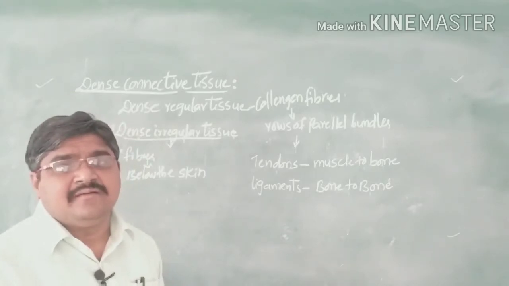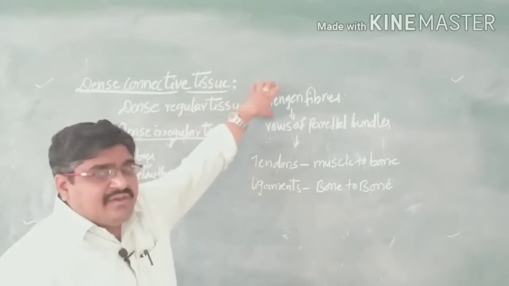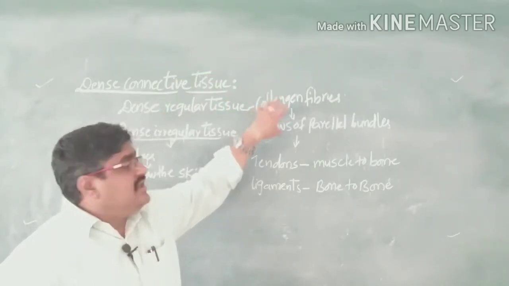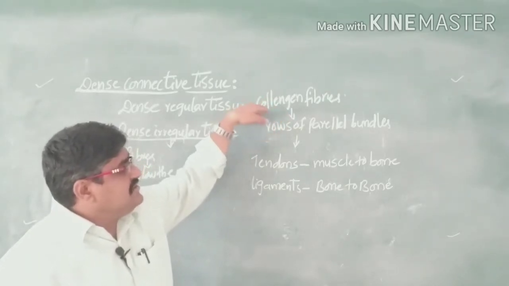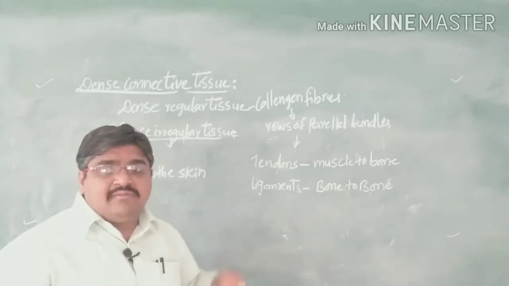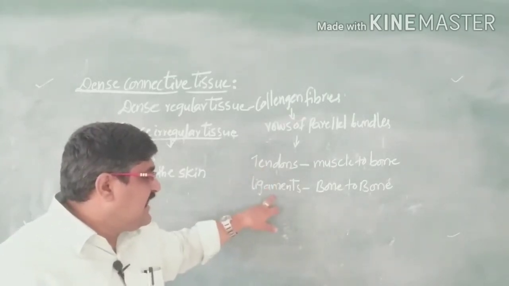And dense regular tissues have collagen fibers and also fibroblast cells. Here the collagen fibers are arranged in the form of rows of parallel bundles, and between these rows of parallel bundles there are two types of structures: tendons and ligaments.